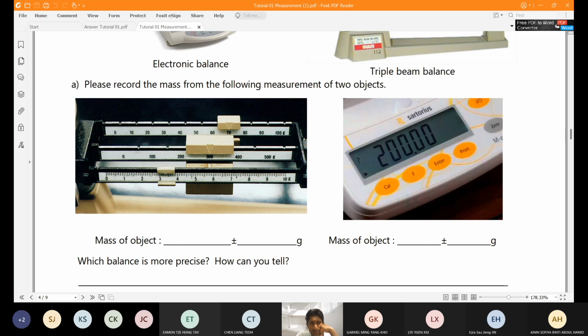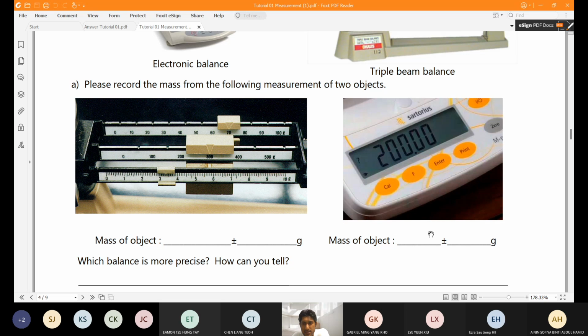Okay. So what will be the measurement for this thing? Can anybody guess? Let's try to guess. Can anybody guess what will be the measurement for the triple beam? We understand it is easy to get what the electronic balance is giving us, but what will be the reading for the triple beam? Anyone? 300 plus, yes. 300 plus, but what exactly is the value?